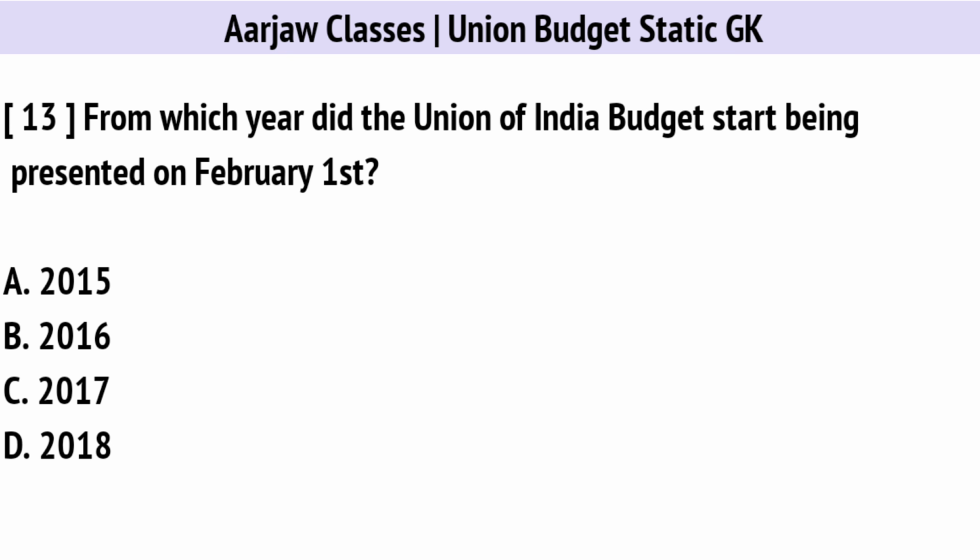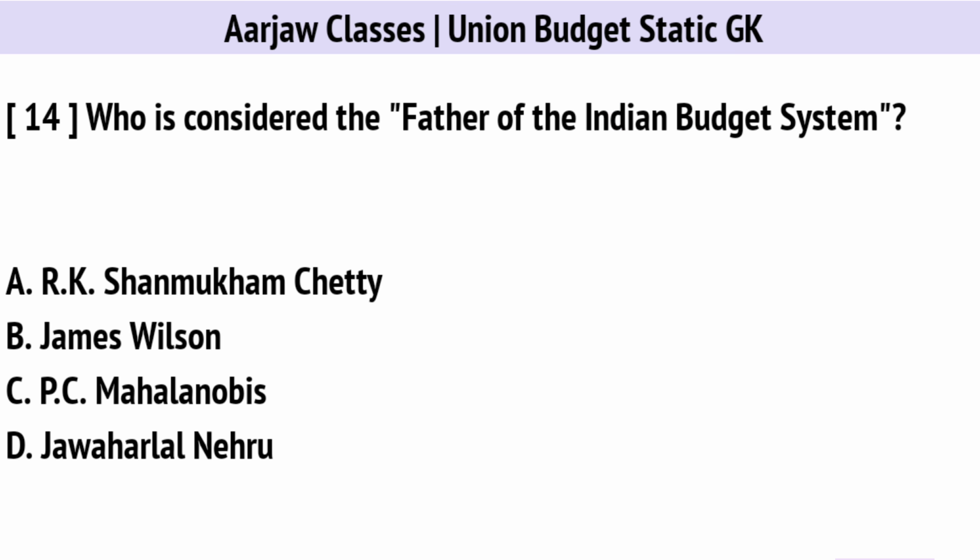From which year did the Union of India budget start being presented on 1st February? Correct option is C. 2017. Who is considered the father of the Indian budget system? Correct option is B. James Wilson.